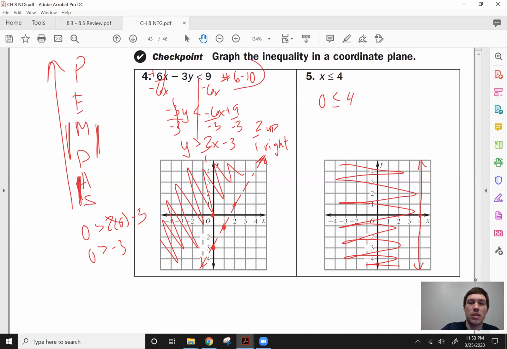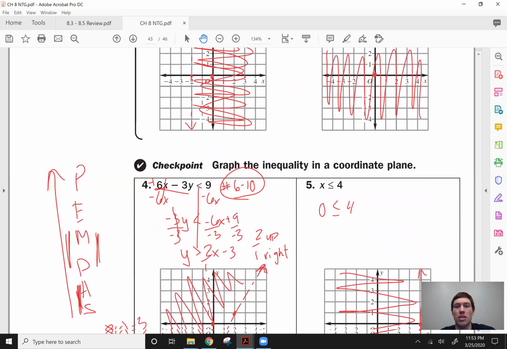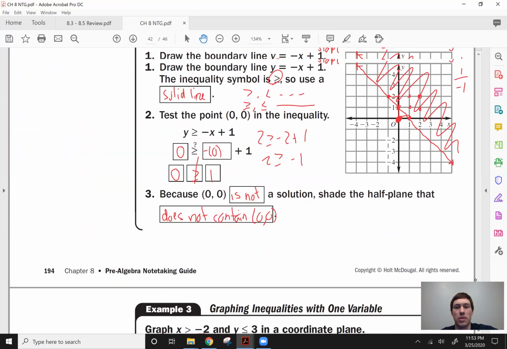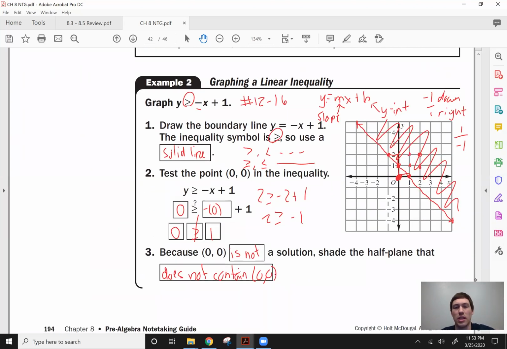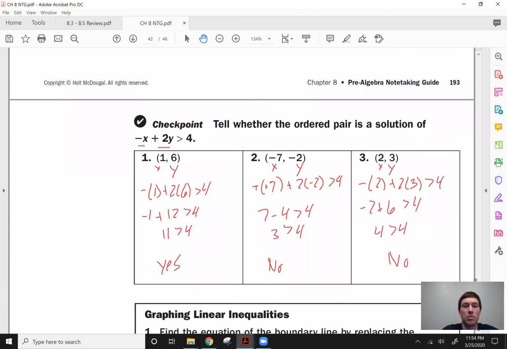So remember again, 6 through 10 in your homework is going to look a lot like this. So make sure you solve for y first and then put it in slope-intercept form and graph from there. As for the rest of them, 12 through 16 are going to give you the graph, and then you're going to have to decide what the equation is based on the graph. And then the first 5 are going to give you an equation, and then you have to test points by plugging them in to see if they're actually true.